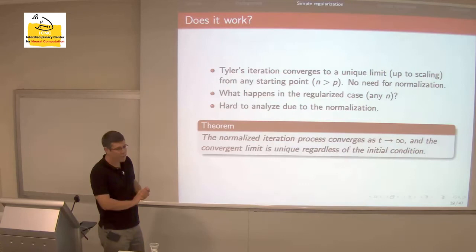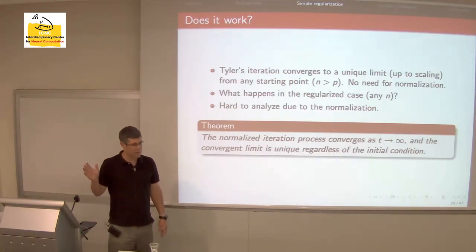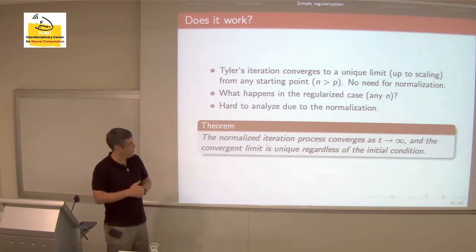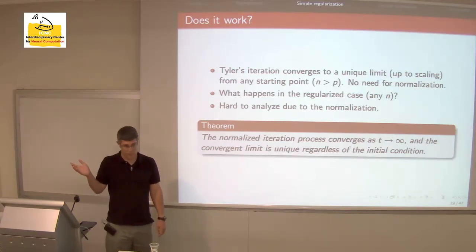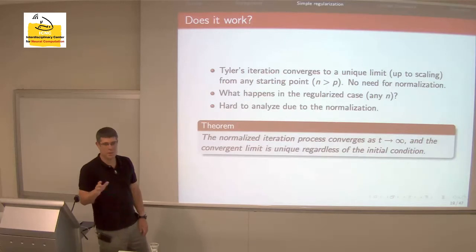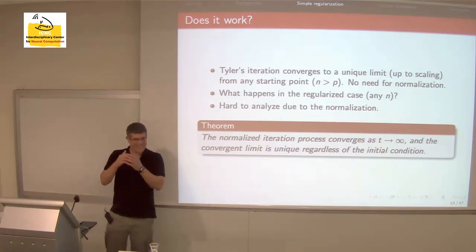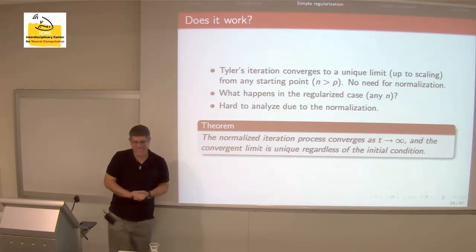So Tyler's iteration, the original one without regularization, was non-convex, but under different conditions he showed that it always converges to a unique limit no matter where you start. What we show in our work is that the regularized iteration with the normalization always converges to the same unique solution for any n. Good solution? Thank you. I'm going to ask that in a second. It always converges, and it doesn't matter where you start. And as my teacher always told me, the first thing you need to show is that it converges, then that it converges to a unique place no matter where you start, and then that it converges to a good place.